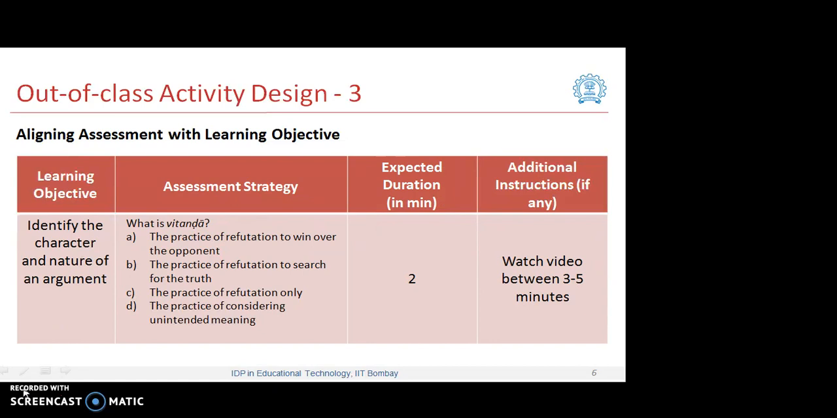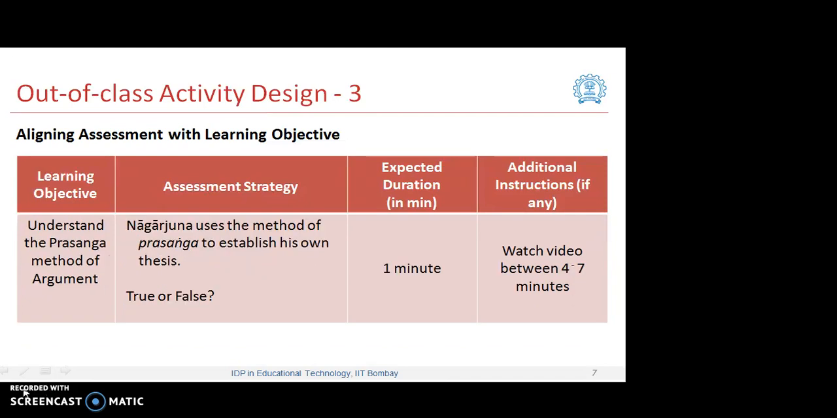The second question is a factual question which is related to Vitanda. So the question is, what is Vitanda? And again, the question is based on the video between 3 to 5 minutes. If the students see, they can get the answer by themselves. If they don't, we will come back to this inside the class.